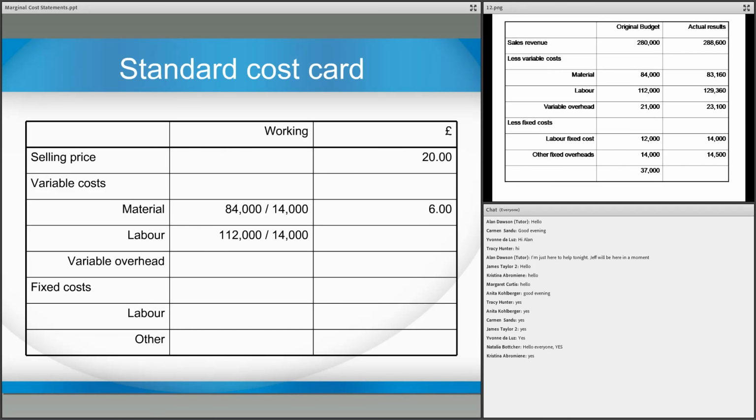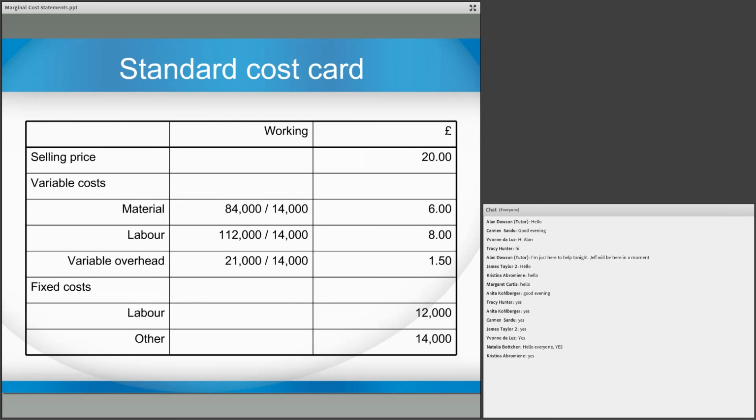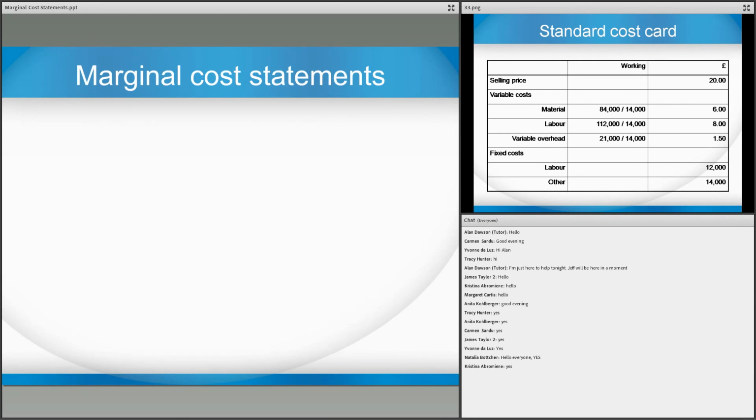That means we expect it to cost £6 a unit for material. Similarly, labour, 112 over 14, gives us £8 a unit. Variable overhead, 21 over 14, £1.50 a unit. Our budgeted fixed cost of labour was £12,000. That doesn't alter. Our budgeted other fixed overheads, 14,000. So there's our standard cost card, which we will be using now. And what we'll do now is pop that in the corner to replace that first lot of data. And then we can move on to step number 2.